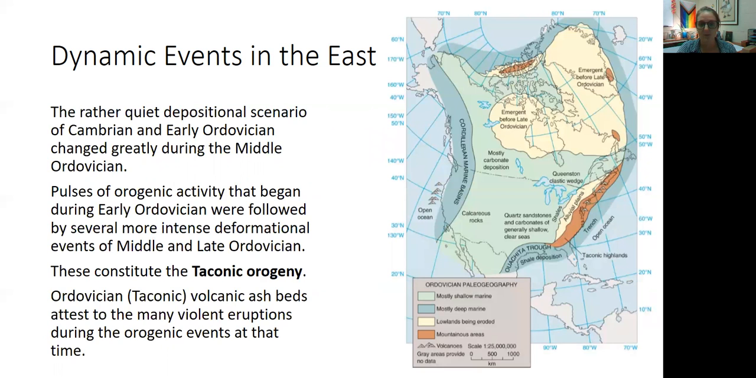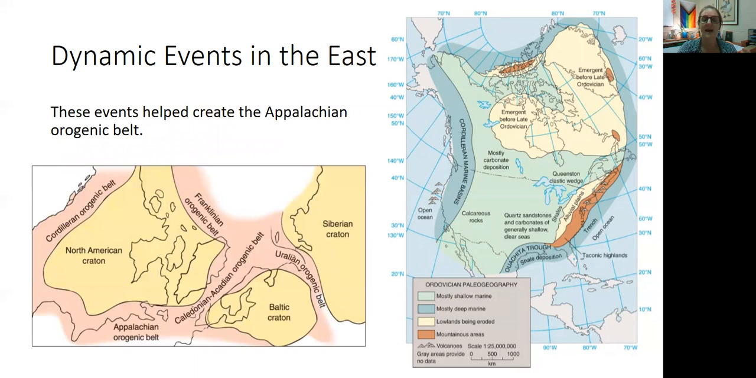Right? So if we look at an image of what North America looks like today, overlain by what it looked like back at this time, you can see that we have the Taconic highlands shown in brown. So not the Appalachian Mountains yet, not huge mountains, but an area of high elevation there along our coast. And again, these events helped create the eventual Appalachian orogenic belt, that mountain chain.